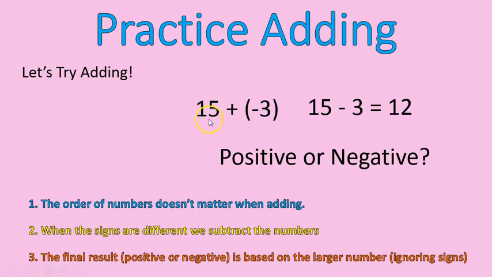Well, I have 15 positives and only 3 negatives, so that means I have more positives than negatives. In other words, my positive number is larger, so my final answer is going to be positive 12.